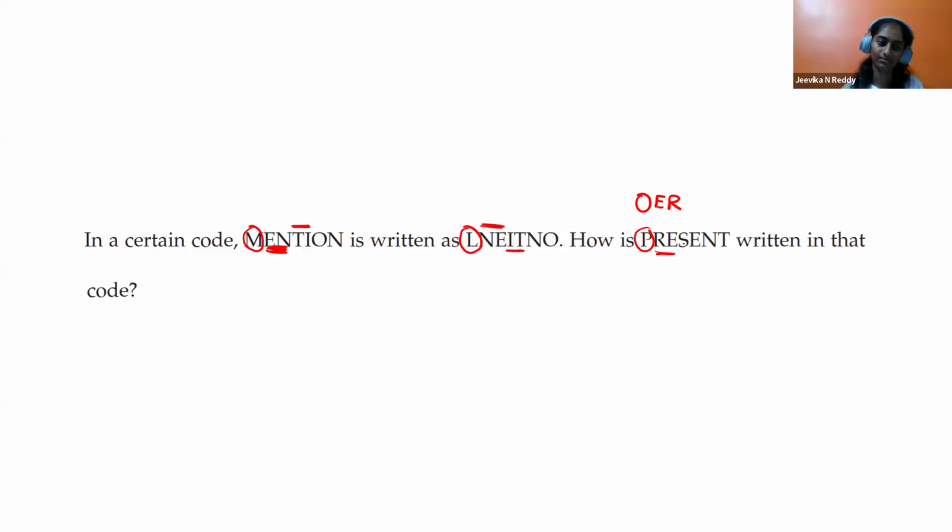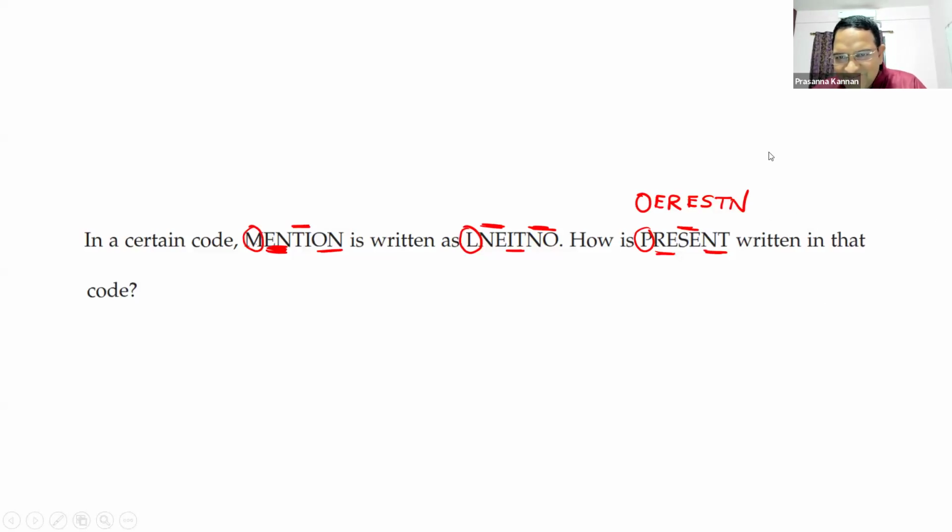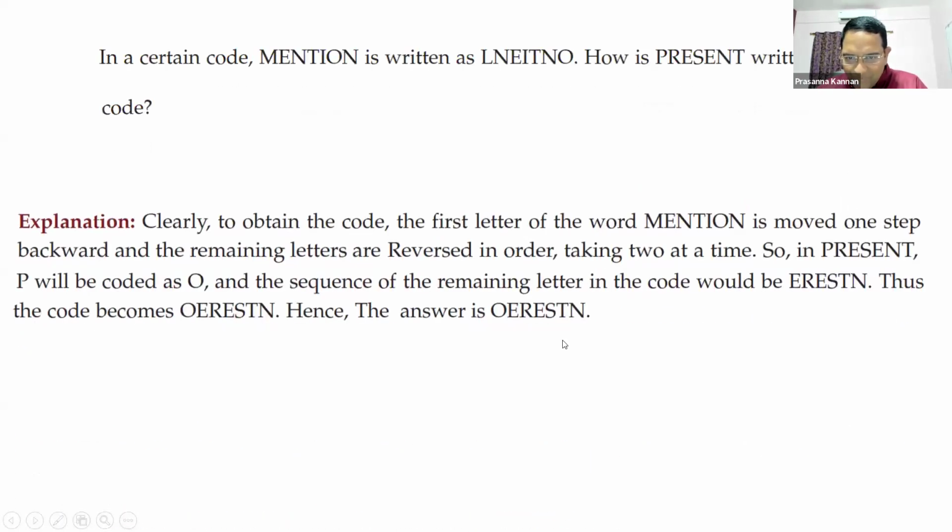IP. Super. So SC must be reversed as? ES. Similarly, ON is reversed as what? NO. So NT should be reversed as? TN. Very good, Jivika. And that is also good. So are you able to understand this? Yes, sir. So you just have to think in different angles, okay? OERESTN. Excellent. Good.